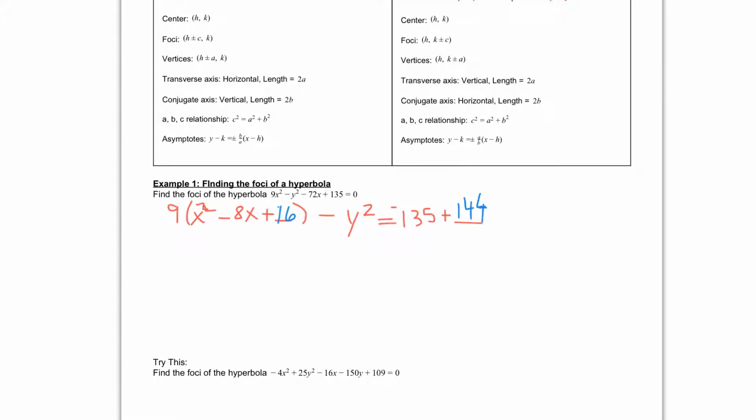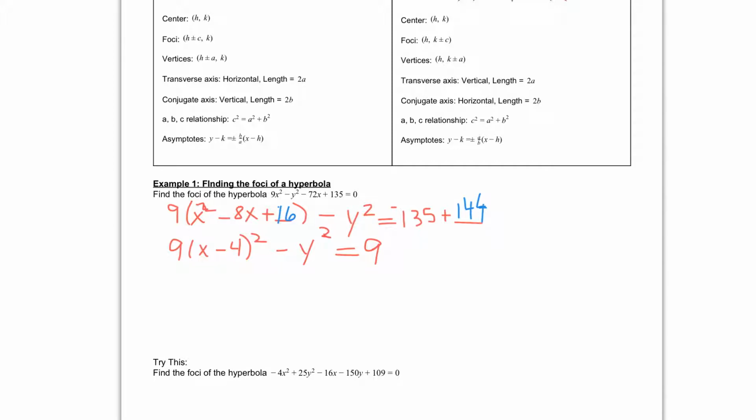Then I can go ahead and complete my square. So I have 9 times x minus 4 squared. And if you forgot, to get this x minus 4, I'm taking the square root of the x squared to give me x, bringing down the first sign, and then taking the square root of the 16 to bring it down here, which is 4. Minus y squared equals, and then I'm going to add negative 135 and 144 to get 9.